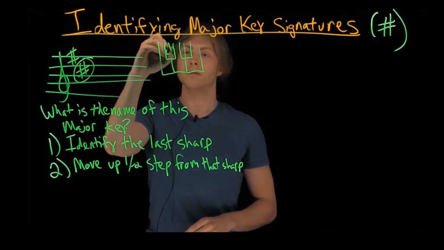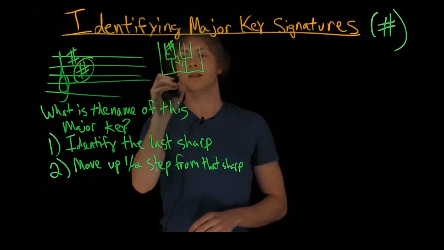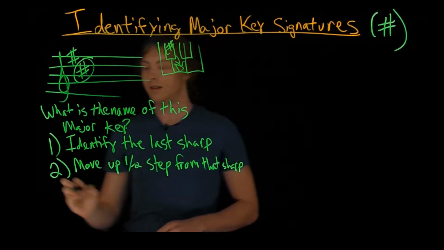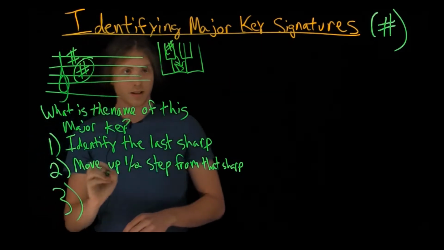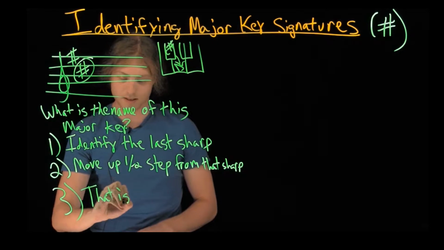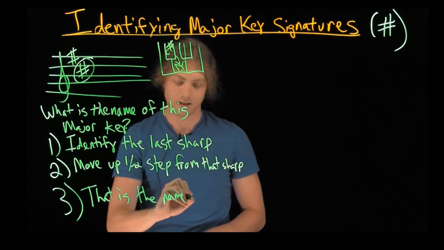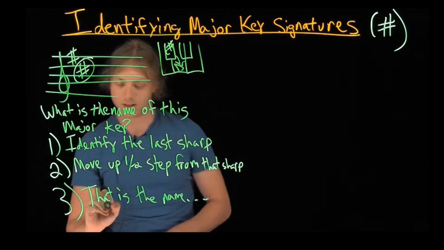Here's C sharp. So that's the sharp that we identified. And we're going to move up a half step. And that lands us at D. And step 3, well, that's it. That is the name of the key signature. So we're in D major.